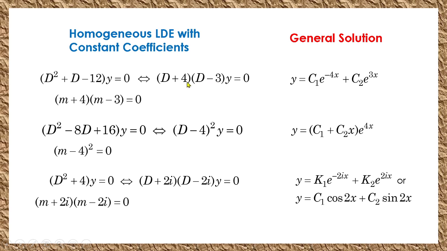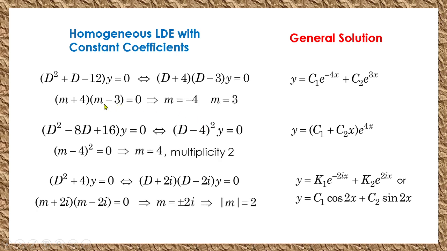So, associated with this differential equation, especially the left side, you have D plus 4, D minus 3 equal to 0, no? So again, associated with this differential equation is a polynomial equation, let's say in m, and that is given by m plus 4, m minus 3 equal to 0. Notice that I just replaced D by m.